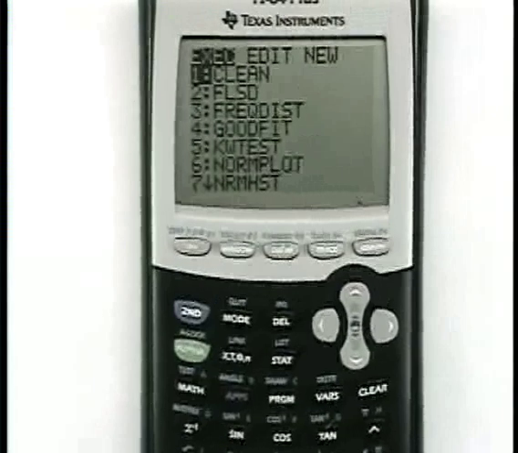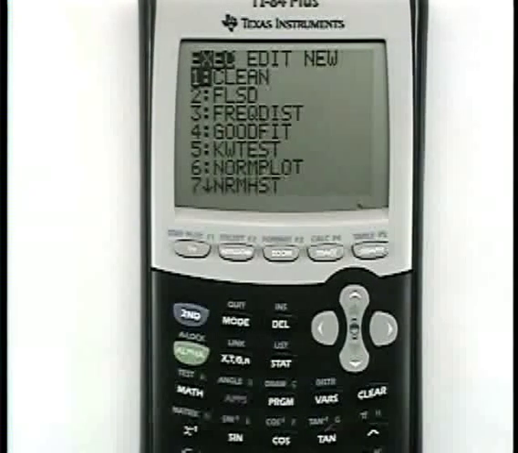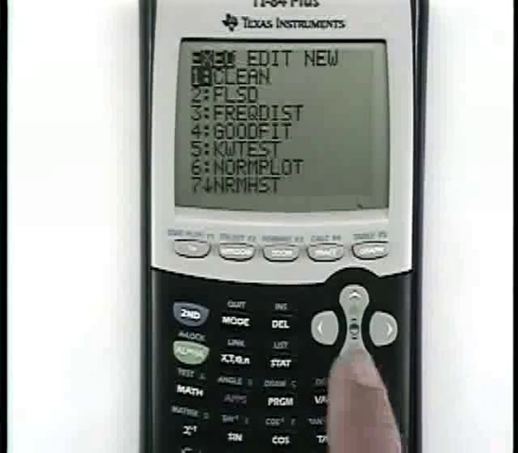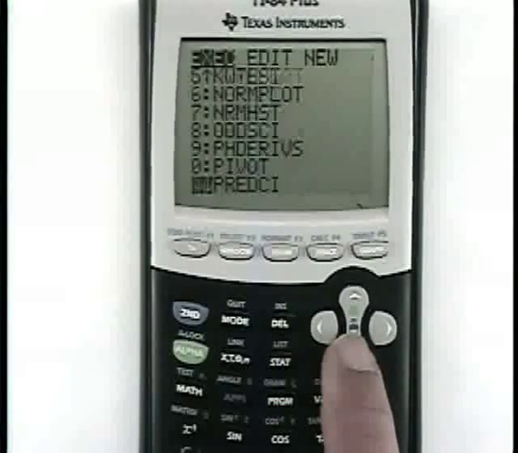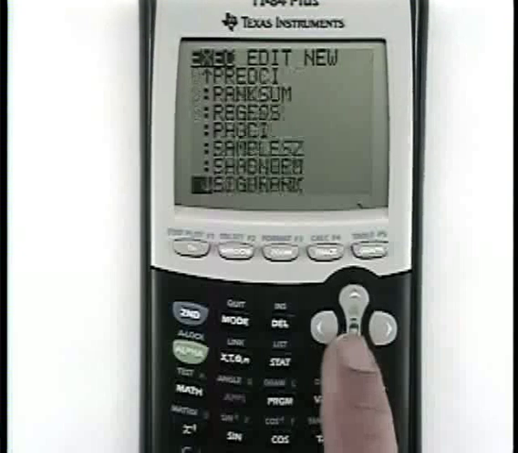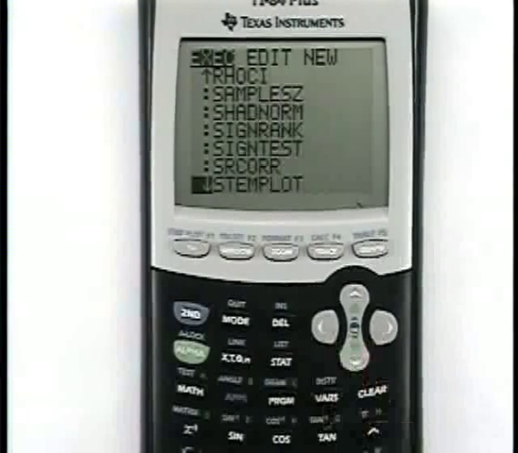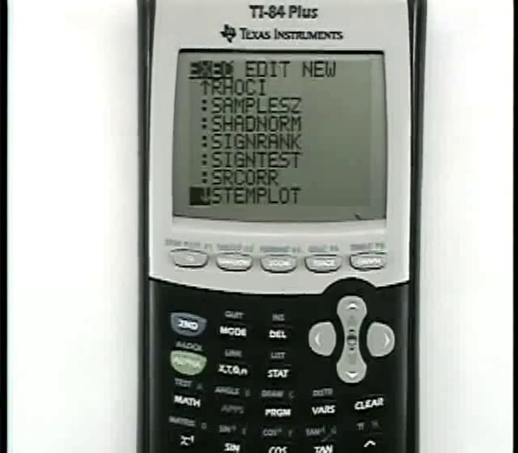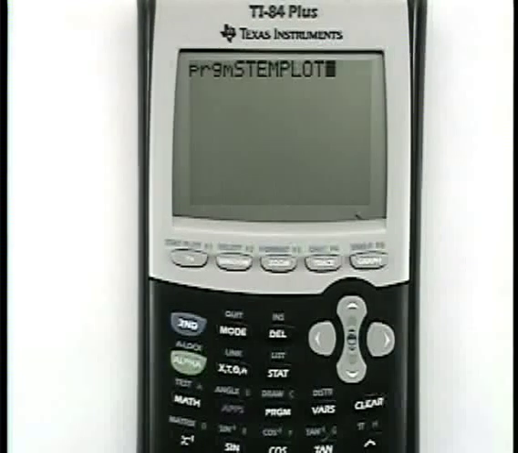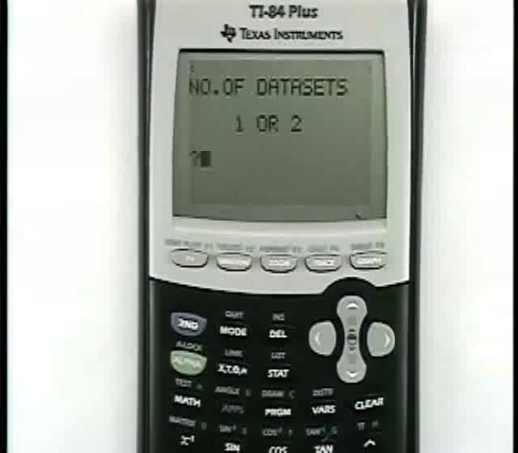Let me adjust that a little bit. There we go. The instructor will help get them to you, maybe transfer them directly from their calculator to yours, or what have you. But these programs should be available to you for the course. I'm going to head down here and look for, where is it? There it is, stem plot. Stem plot's the name of the program. So if I select it, it says PRGM stem plot. Hit enter. And that says run the program.